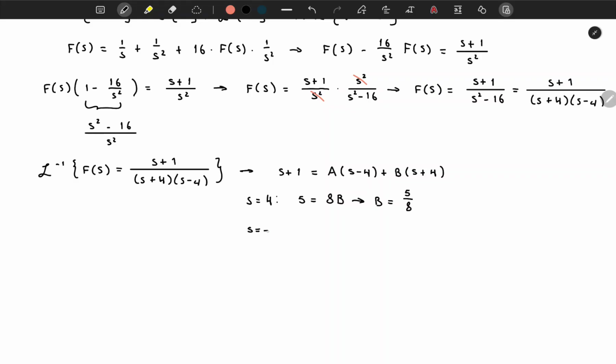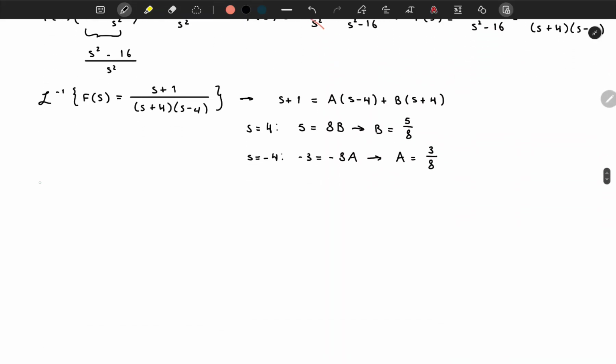And then let's do s equal to negative 4. Negative 4 plus 1 gives us negative 3. And then we have A times negative 4 minus 4, which is negative 8, so we have negative 8A, and then B is just going to be negative 4 plus 4, which is 0, times B, 0. And so we isolate for A now. Our A is equal to positive 3 over 8. So we found both of our constants now.